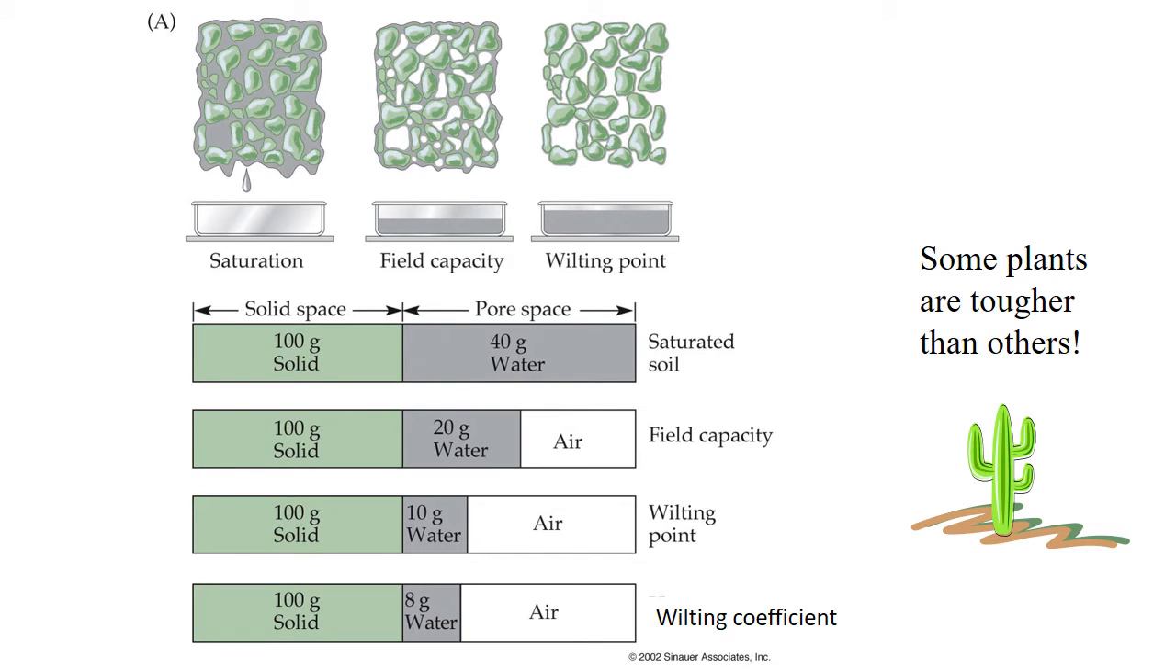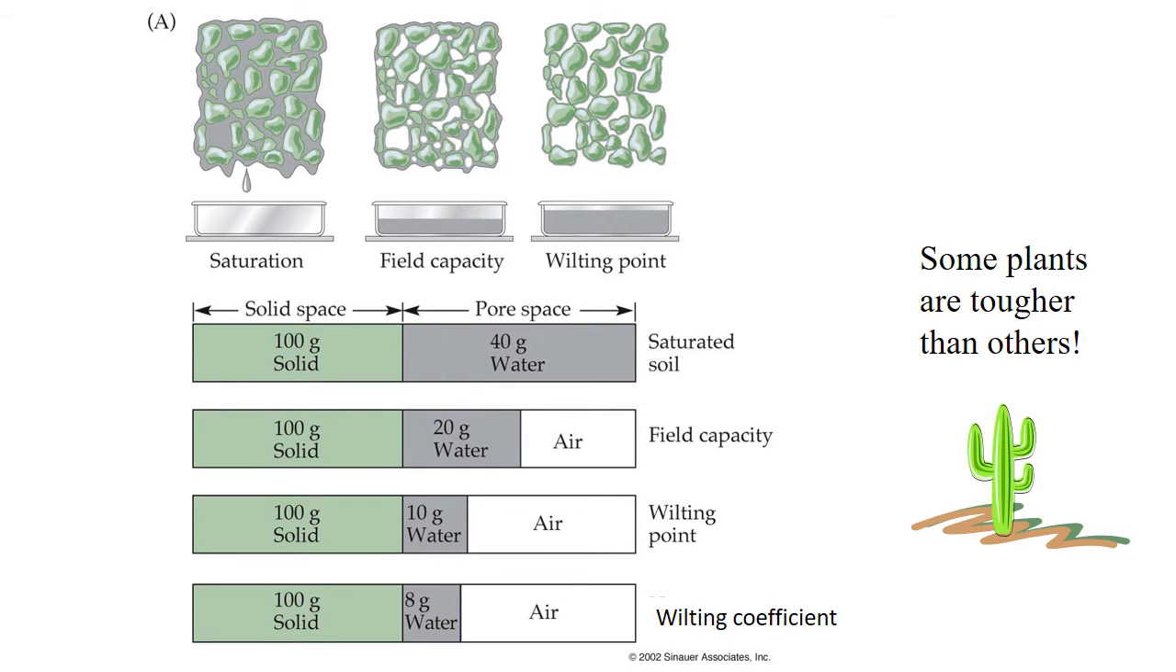As plants transpire, though, and some of the smaller pockets start to fill up with air again, we lose this continuous film of water between particles. And we get to a point where the soil is dry enough that plants can't obtain enough water, and they start to wilt and in some cases die. And this is called the wilting point of the soil.